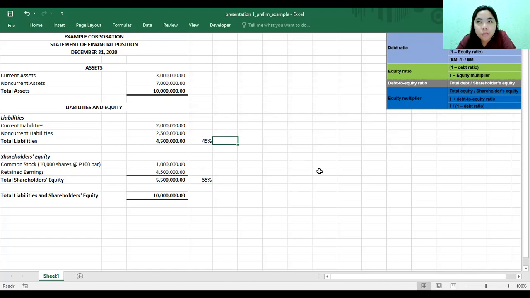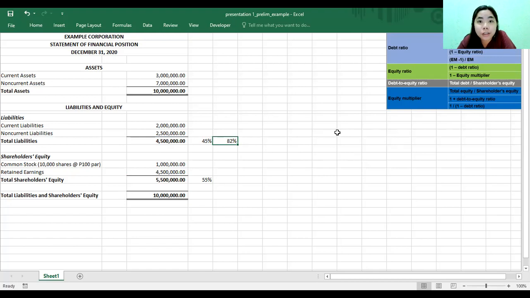Because if we go by the name alone, debt to equity, equity is equal to your assets, equity is the same with assets. So if that's the case, it's still the same with the debt ratio. But debt to equity ratio is different from the debt ratio. So to show you, it's total liabilities divided by your shareholders equity. So your debt to equity ratio is 82%. That means your liabilities is 82% of your shareholders equity.